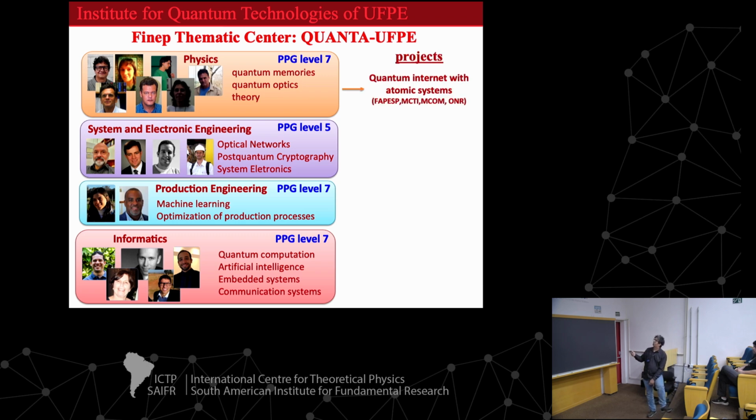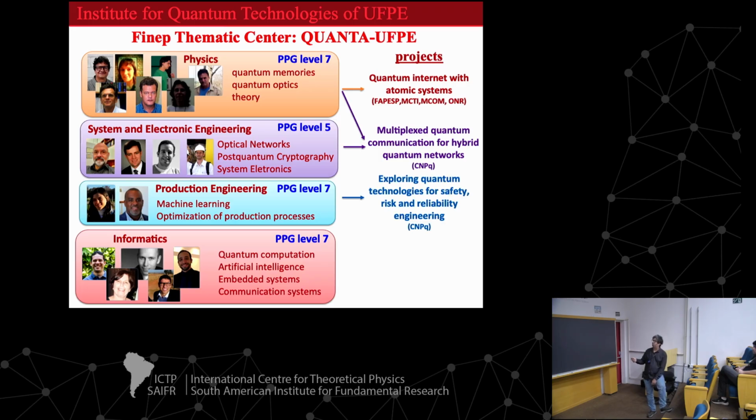So we have a project on quantum internet with atomic systems. We have this project with the telecommunication groups in multiplexed quantum communication systems. But the production engineering group had a project of exploring quantum technologies for safety, risk, and reliability engineering. Okay? So it's really an optimization, very applied group. And the informatics center with physics had also a project on optimization of noisy quantum devices of intermediate scale. So actually, at a certain point, we decided to just start to work together and then build this institute.